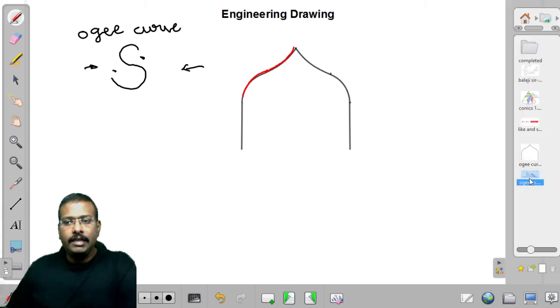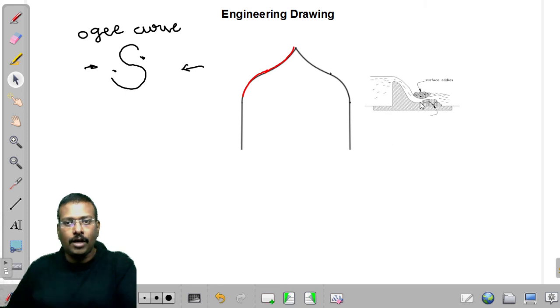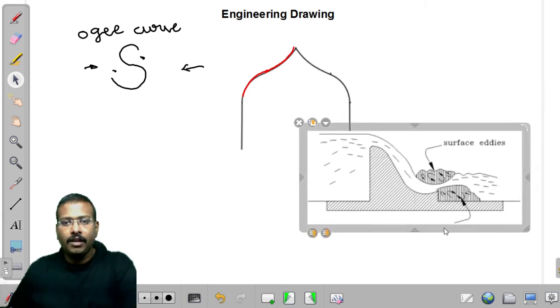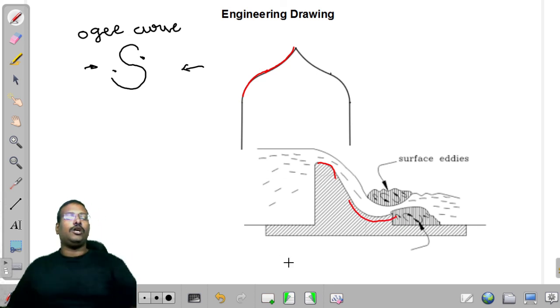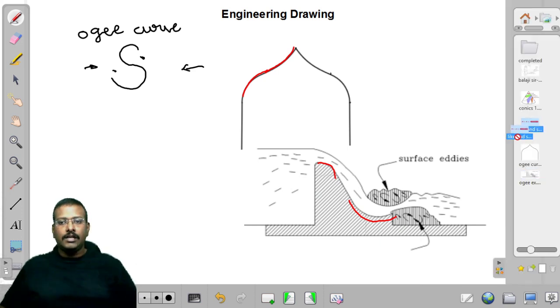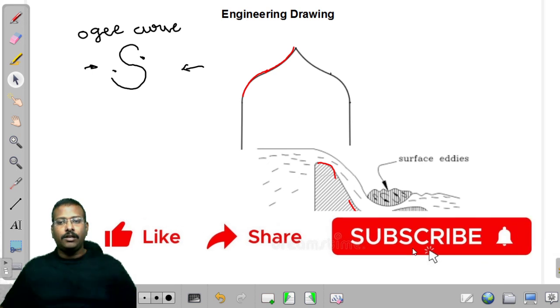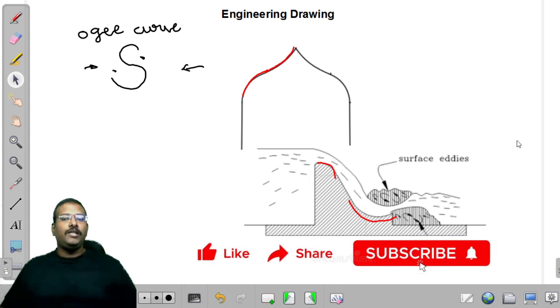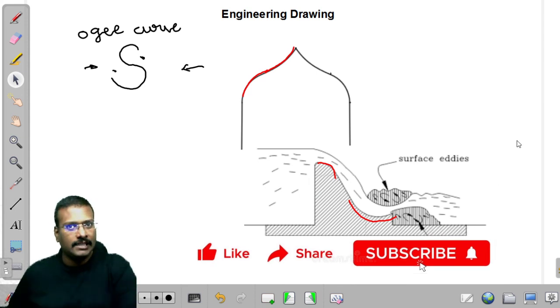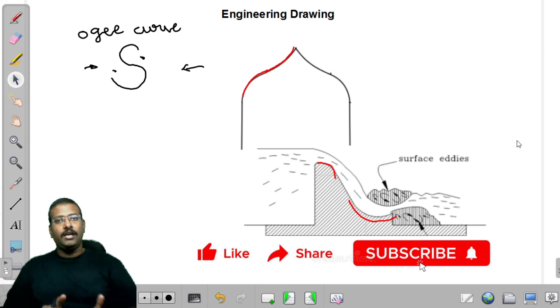Similarly, another one is in dams. If you observe the spillway of a dam, here also it has convex and concave shapes. So these are the examples for Voge curve. Now, my dear friends, in the next session, we are going to concentrate on conics, which is the most important element for engineers, what all the various conics are, and when we are going to get those different types of conics.